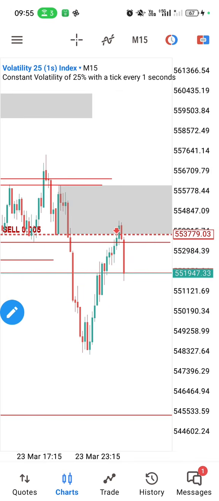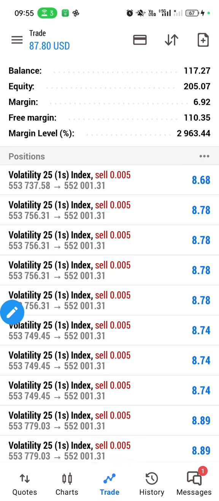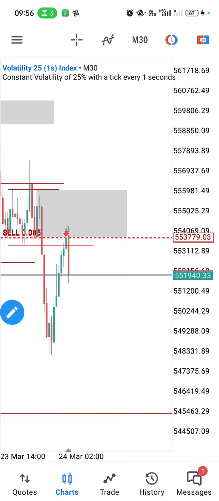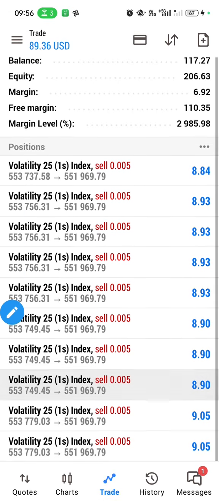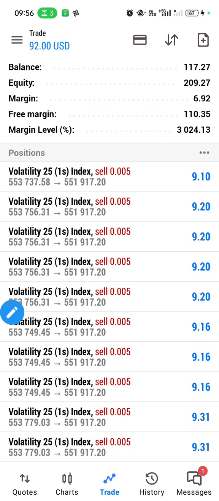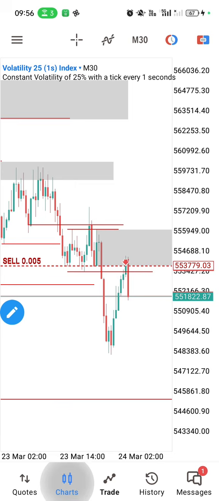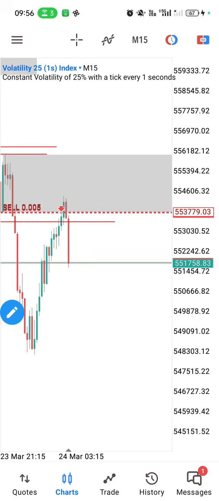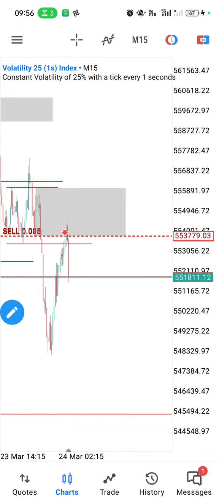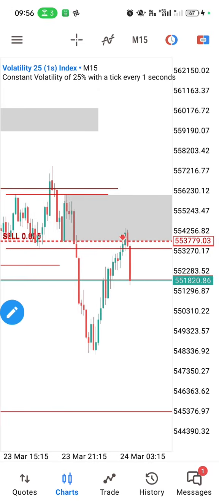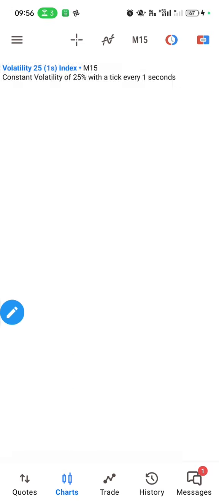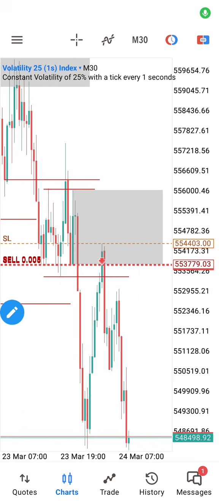So this is afterwards, and you can tell price did not spend a lot of time at our entry level. It just tapped and then it shot down, and we're already in about 90 USD profit after such a short amount of time, which is a good thing. We don't want price to keep on wiggling between our entry. And this is the afterwards.